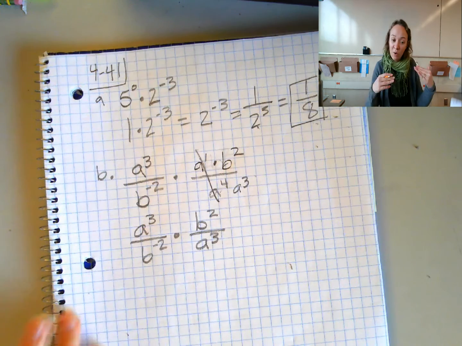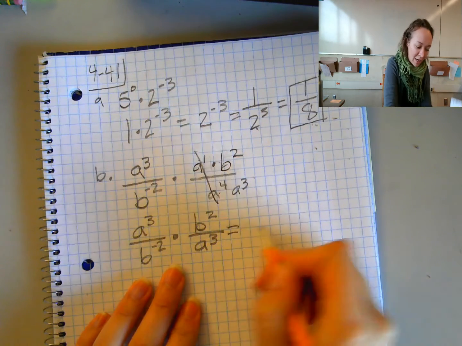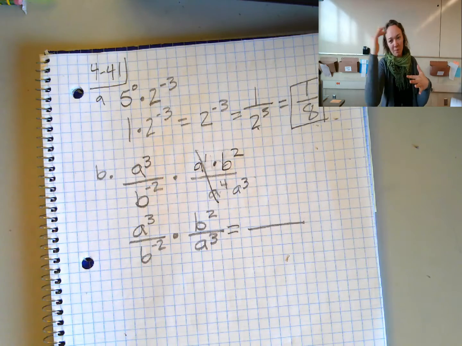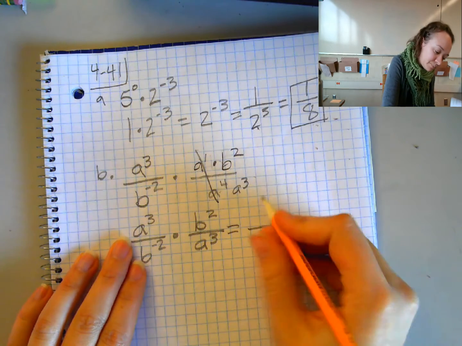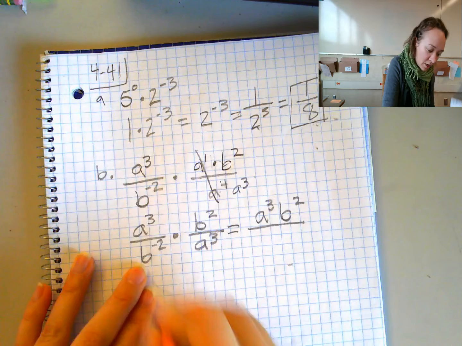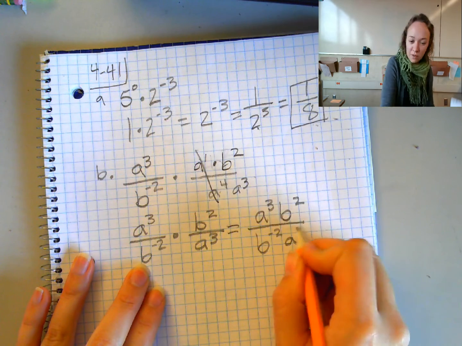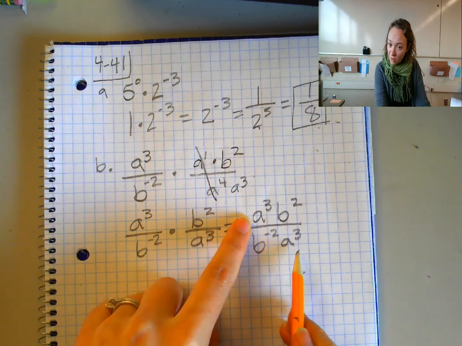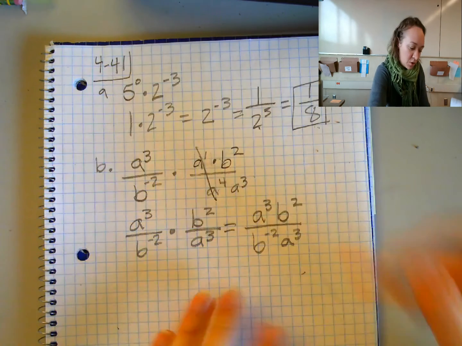Okay, now I'm going to do my multiplication. So this is going to give me one big fraction with just the same stuff, because when we multiply fractions, we multiply top by top, bottom by bottom. So A to the 3rd times B squared, A to the 3rd, B squared, and at the bottom, B to the negative 2, A to the 3rd. Okay, now, A to the 3rd, A to the 3rd. Hey look, that makes a 1. Anything divided by itself is a 1. So those are gone.